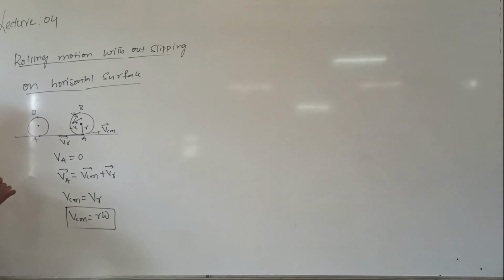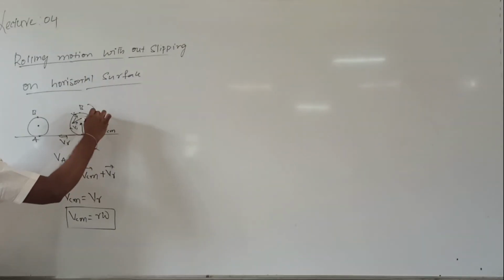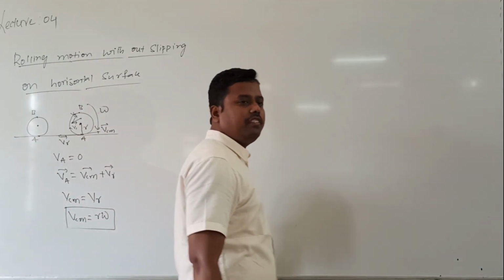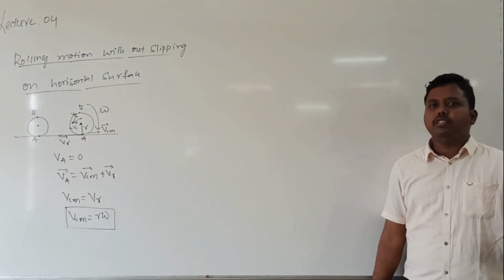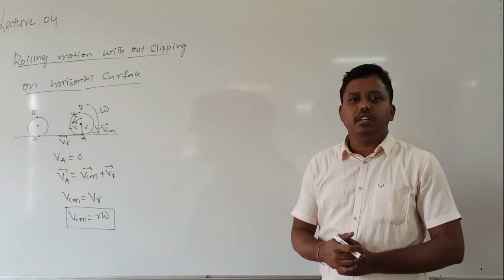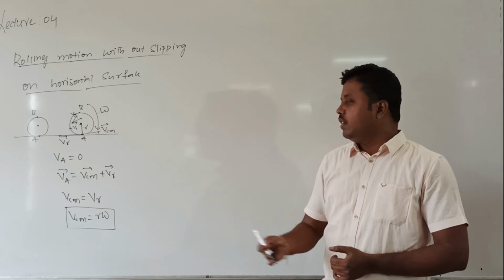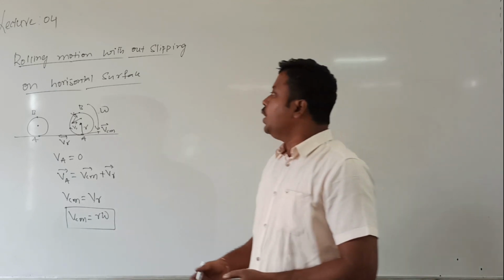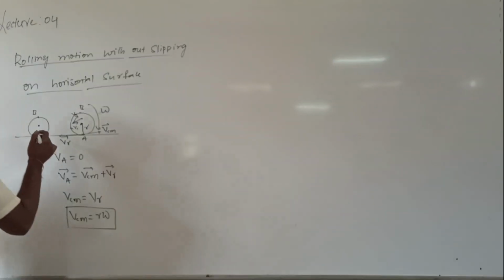Understood? If this wheel is rotating with the angular velocity omega, then we can write the relation between the linear velocity and angular velocity. That velocity will be given by V is equal to R omega. So the two components of velocity are equal and opposite. Due to that reason, VCM will be equal to R into omega.